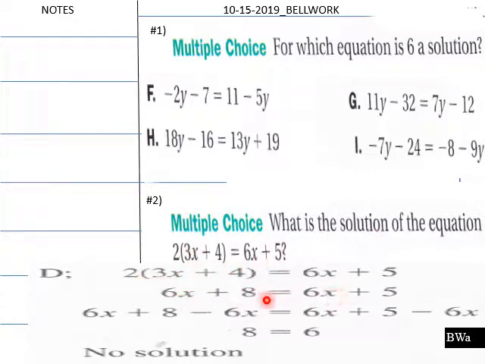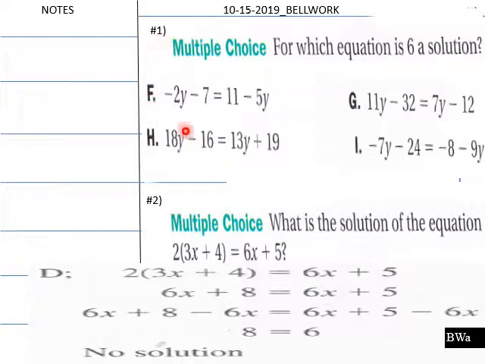We have both of them. 6x plus 8 equals 6x plus 5. And then we get 8 equals 6. That is not a solution. 8 cannot equal 6, so there is no solution to this equation. So no solution for number 2.